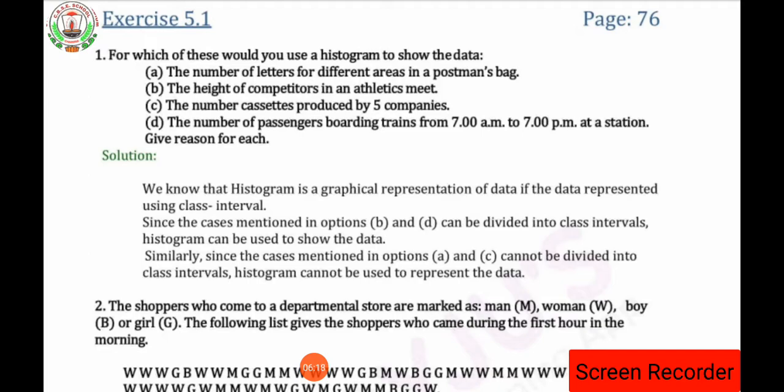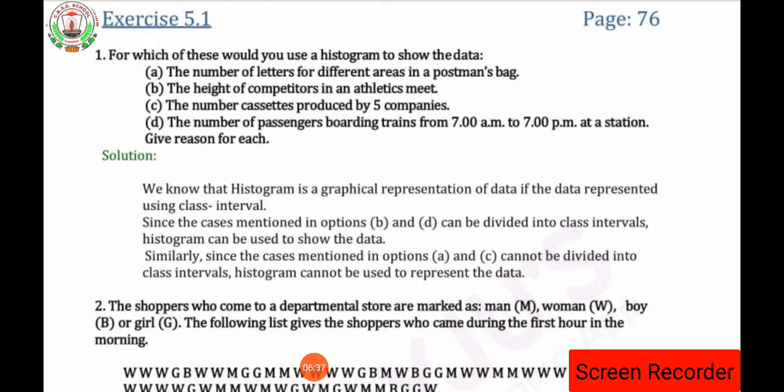The main words of frequency are: frequency gives the number of times that a particular entry occurs. In the NCERT book, page number 72, that definition is given. What is given? Frequency gives the number of times that a particular entry occurs. That means number of times.